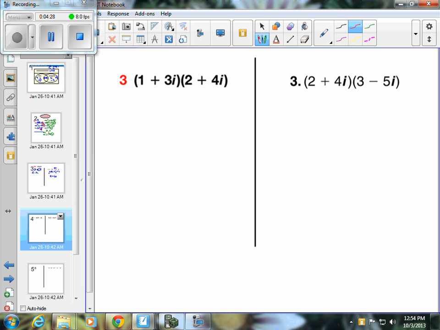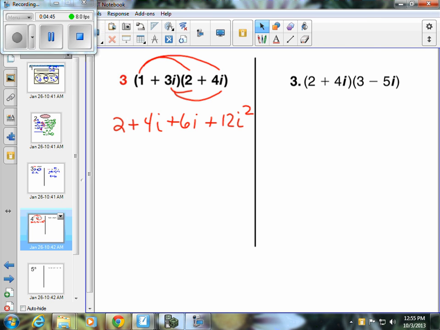And you're screaming multiplication. All right, so multiplication, you do FOIL. So we'll do first, outside, inside, last. So that would be 2 plus 4i plus 6i plus 12i squared. Now normally when you do FOIL, after you FOIL, you put your like terms together. So let's do that. And take a look at this last term, 12i squared. If you remember, i squared is the same as negative 1. So what that really means is you have 12 times negative 1, or a minus 12.